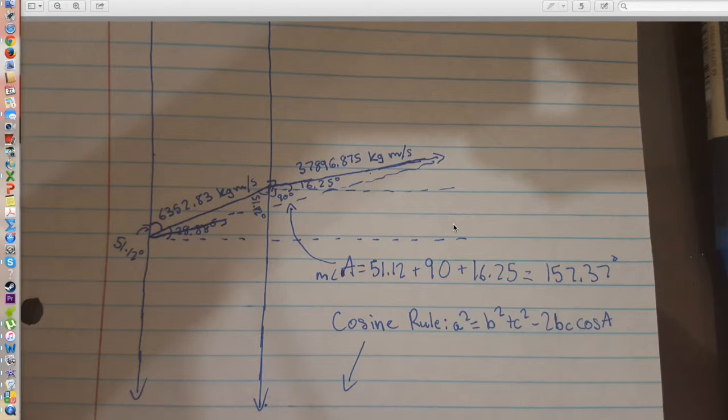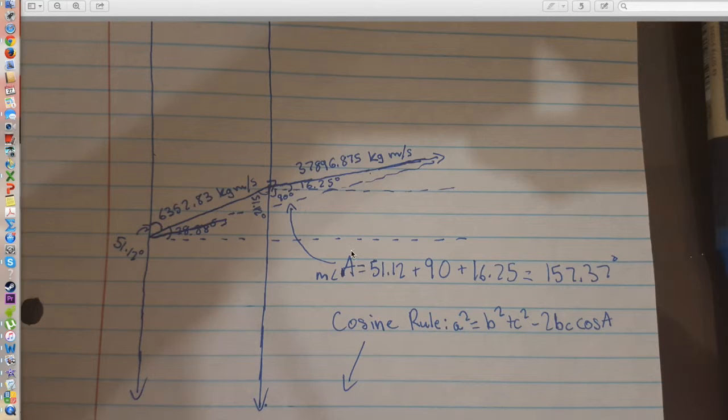All right, now we need to figure out the total momentum of the white car and the FedEx car. And to do that, we take the initial momentum of both the white car and the FedEx car. The white car is 6,352.83 kilograms meters per second at 28.88 degrees right here. And then the next one, for the FedEx car, is 37,896.875 kilograms meters per second at 16.25 degrees. So now that we've created these two vectors, we have to draw this dotted line, and this is what we're trying to figure out.